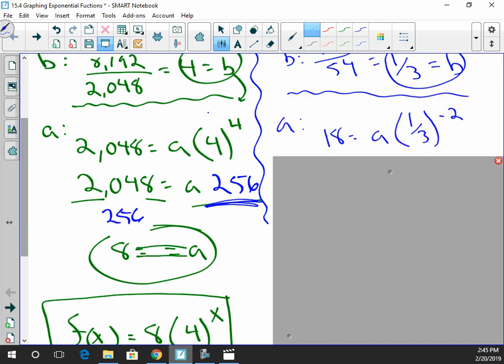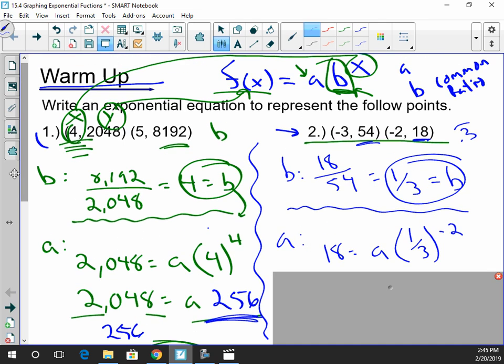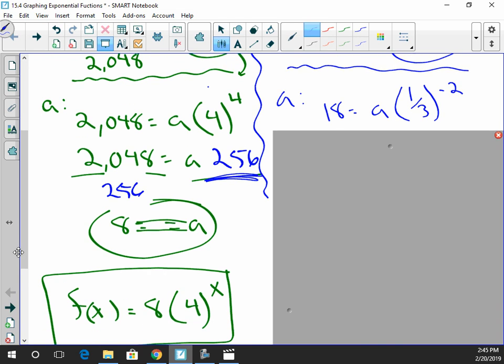Then to find a, I'm using this term right here, -2, 18, and I'm substituting the 18 in for f of x and the -2 in for x.